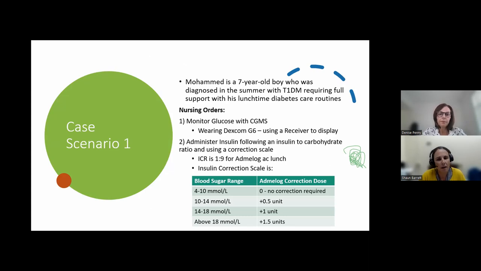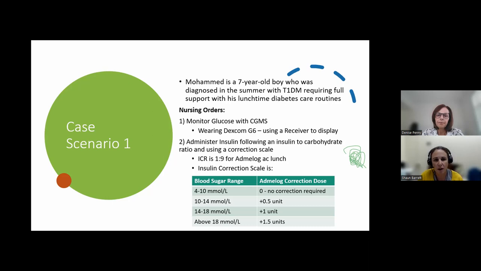We have, and we will talk about this in a moment too, in our orders from Sick Kids really defined what that support looks like. Is it full support? Is it supervision? And the anticipated length of time that we think that type of care will be occurring. Obviously, Mohammed's 7, he's just been diagnosed. So we're anticipating this is likely full support for the school year.